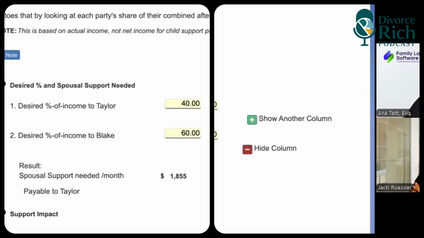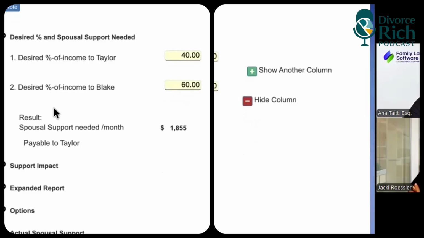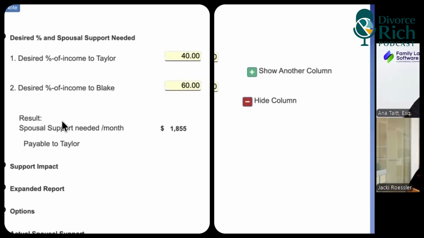Can you show the expanded report? Because I will get questions on, well, how does it come up with this number? And I don't want to say, oh, it's calculating it in the background. I want to be able to see how it calculated this number. 100%. We always show our work at Family Law Software.